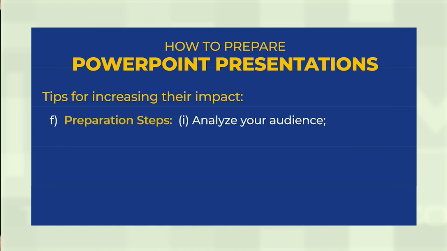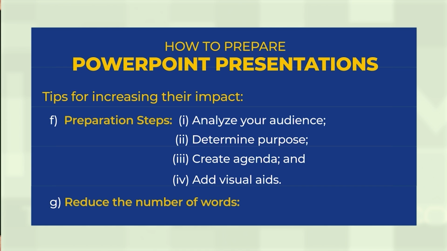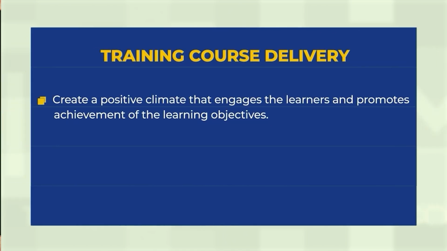F. Preparation steps, which include: number 1, analyze your audience; number 2, determine the purpose; number 3, create the agenda; and number 4, add visual aids. G. Reduce the number of words. Let the bullets serve as prompts for the ideas that you wish to deliver. In the delivery process, the course developer organizes the learning environment and creates a positive climate that engages the learners and promotes achievement of the learning objectives.